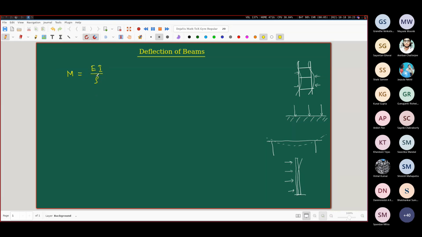Now, this rho is the radius of curvature, so this is 1 by rho. What is 1 by rho then? If rho is the radius of curvature, what is the reciprocal of the radius of curvature? Again, from your first year maths, or maybe even earlier. You remember this? Is it not the curvature itself?